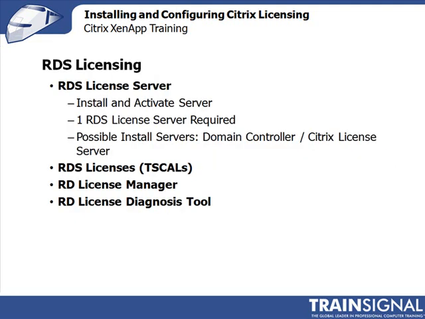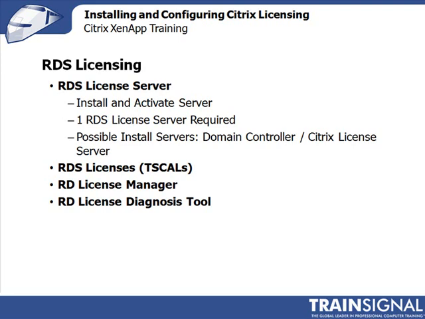Now, from an RDS licensing perspective, you need an RDS license server. You have to install and activate this server, and we're going to do that once we start the demonstration process of this lesson. You also need at least one RDS server required per domain or per forest, and we'll talk about that. You can install the RDS server. Typically, I like to install the RDS server on a domain controller. Some other folks will install the RDS license server on the same server as the Citrix license server. You can most certainly install it on a XenApp server.